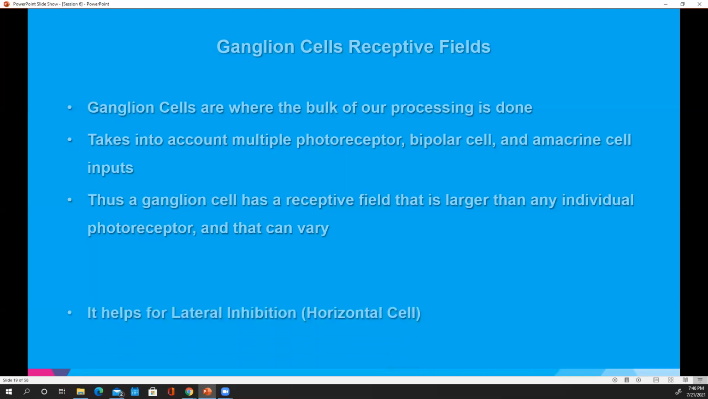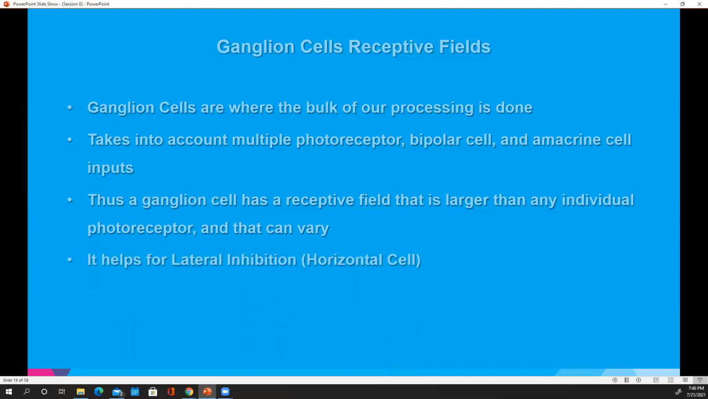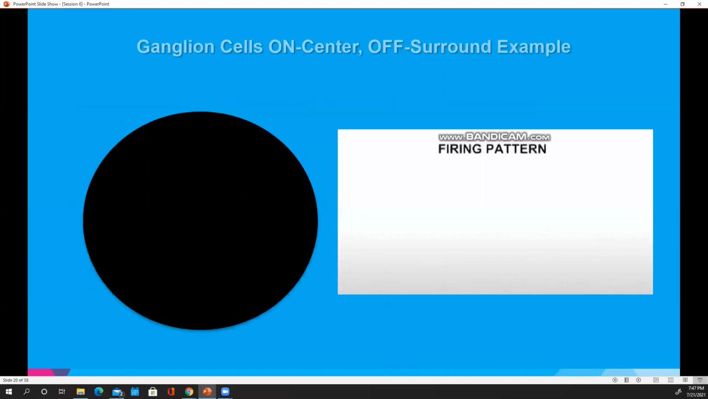Okay. All right. So, one of the reasons, I was just saying these things help with lateral inhibition, and it also takes into account horizontal cells. I throw that in there. Just remember that horizontal cells are classically the lateral inhibition cell. So we're going to go through now an on-center, off-surround example of a ganglion cell.